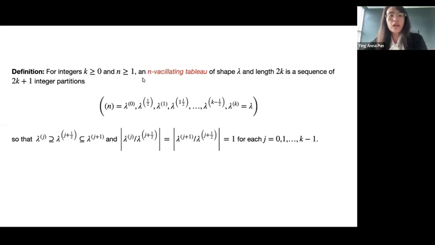All right, so for the definition: if I fix k, a non-negative integer, and also a positive integer n, an n-Vacillating Tableau of a fixed shape lambda and length 2k is a sequence of integer partitions. The first shape is always the one-row shape, so you have the n. And the last shape is the indexing of the shape of your n-Vacillating Tableau. The reason it's called vacillating is this requirement that the half shapes are in between the integer shapes, and they always differ in size by 1.